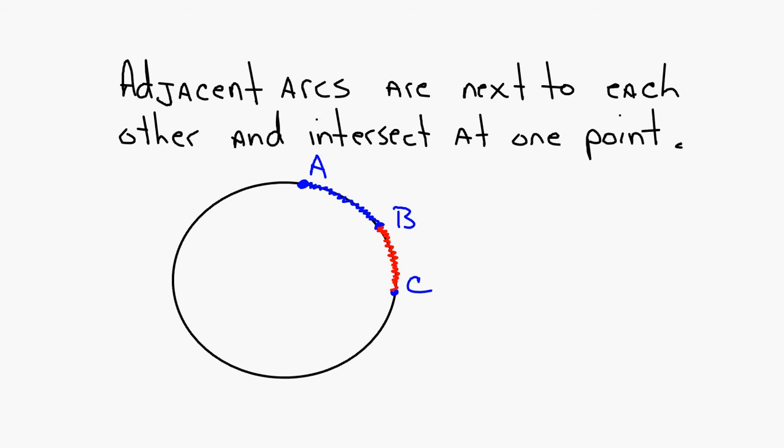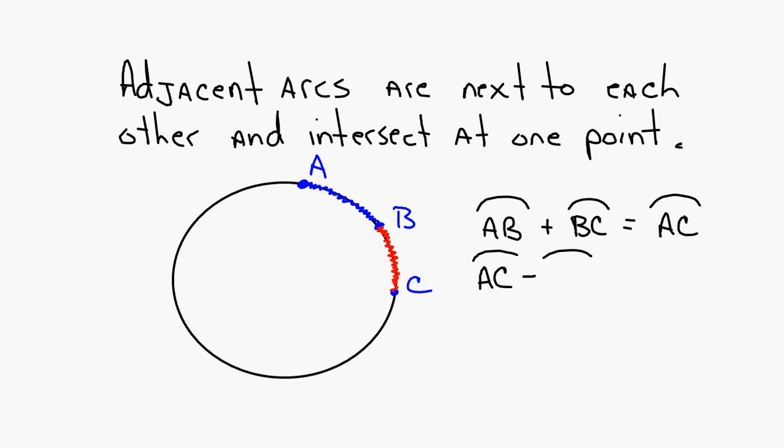They're next to each other. They share a point. So doesn't arc AB plus arc BC equal arc AC? Good. That's just like segment addition postulate, angle addition postulate. We'll call it arc addition. Oh look, the book calls it arc addition postulate. What a unique name. Right? What about arc AC minus arc BC? Equals arc AB, very good.